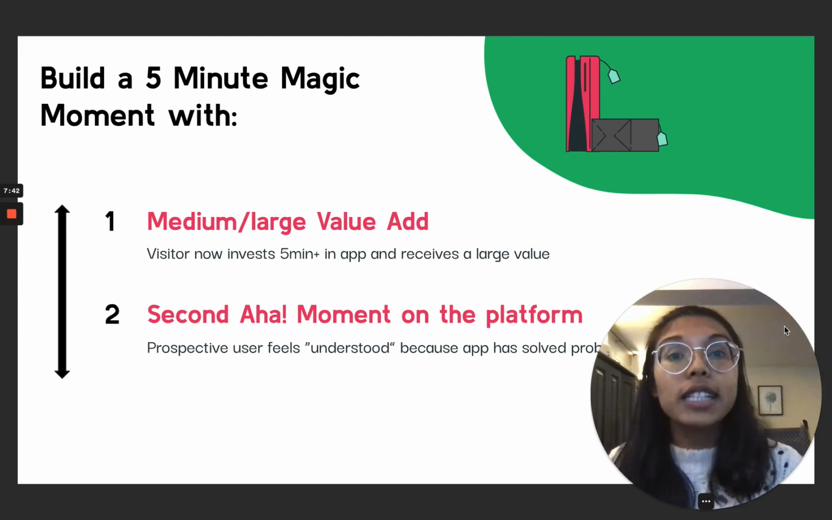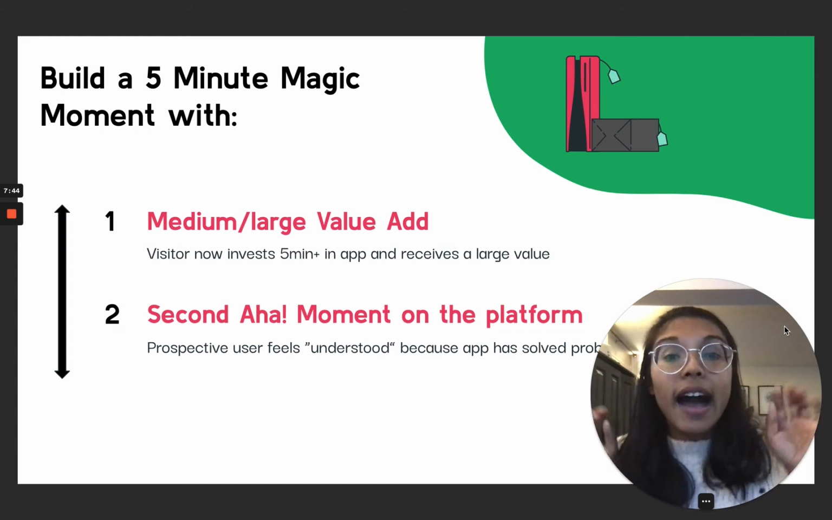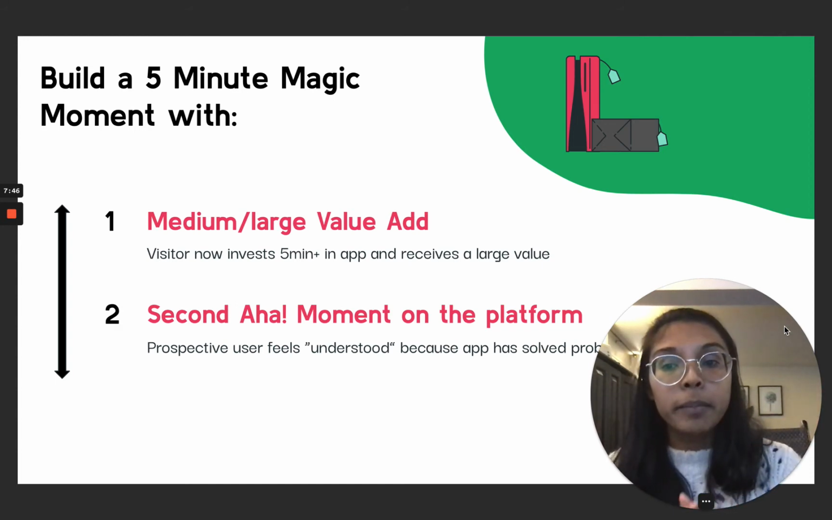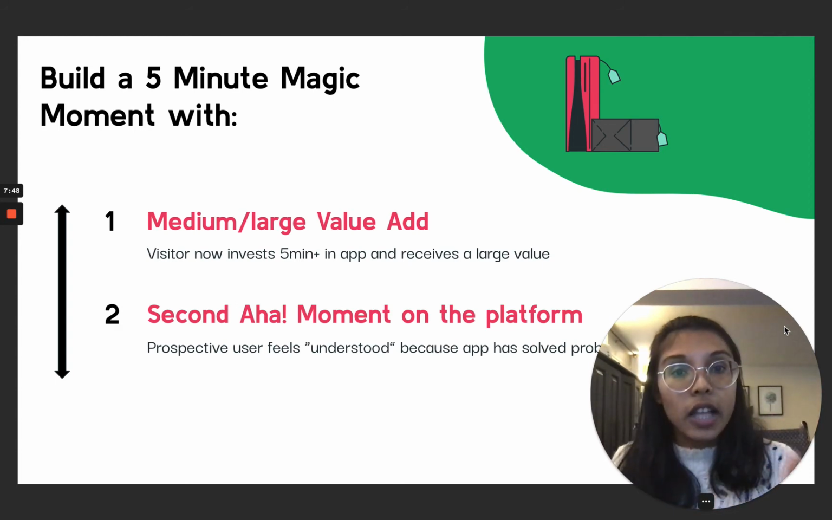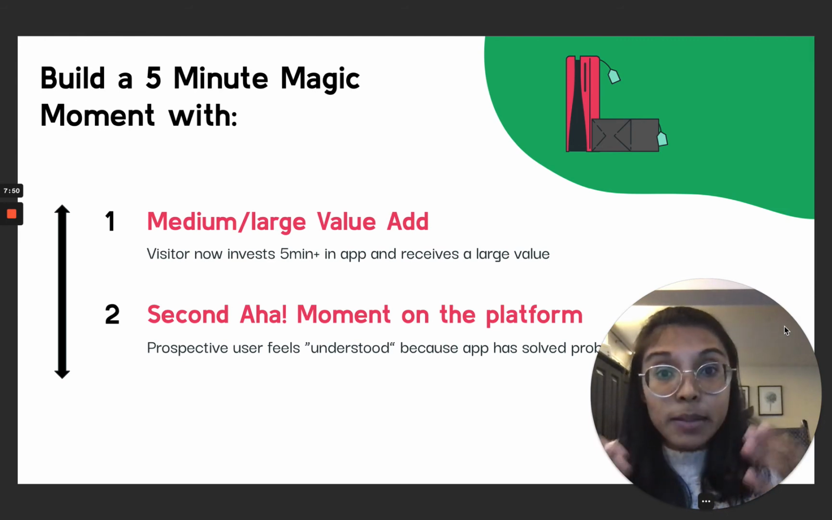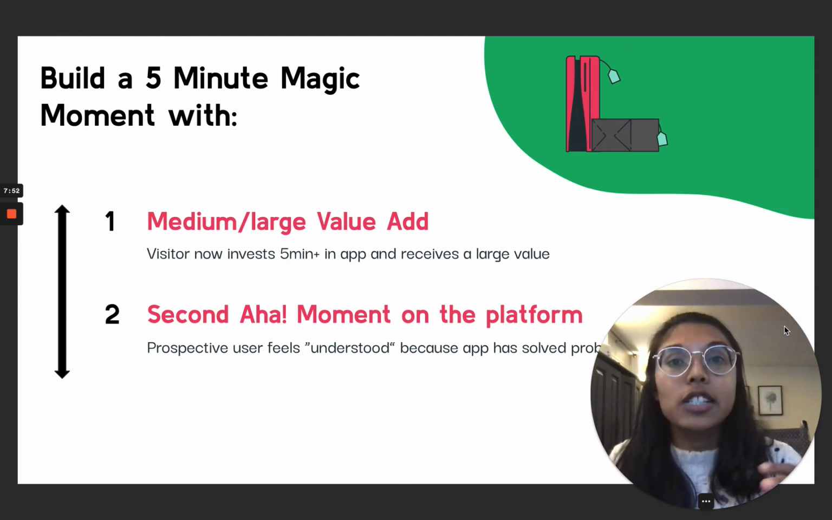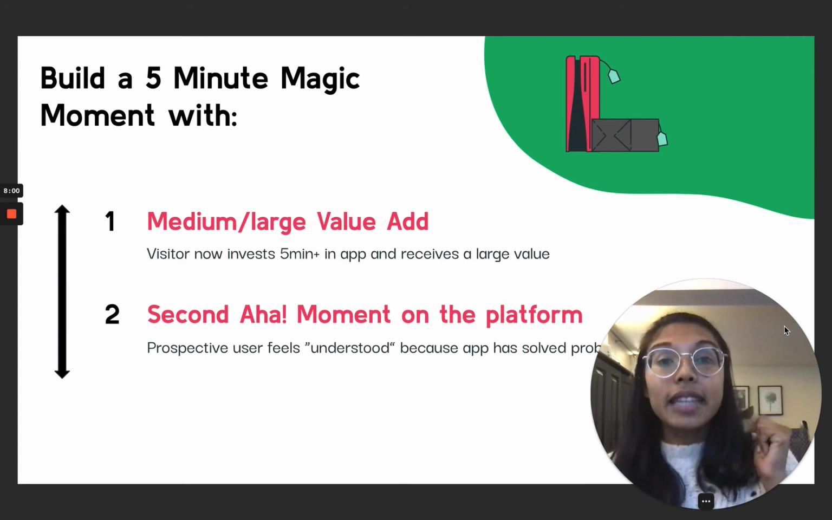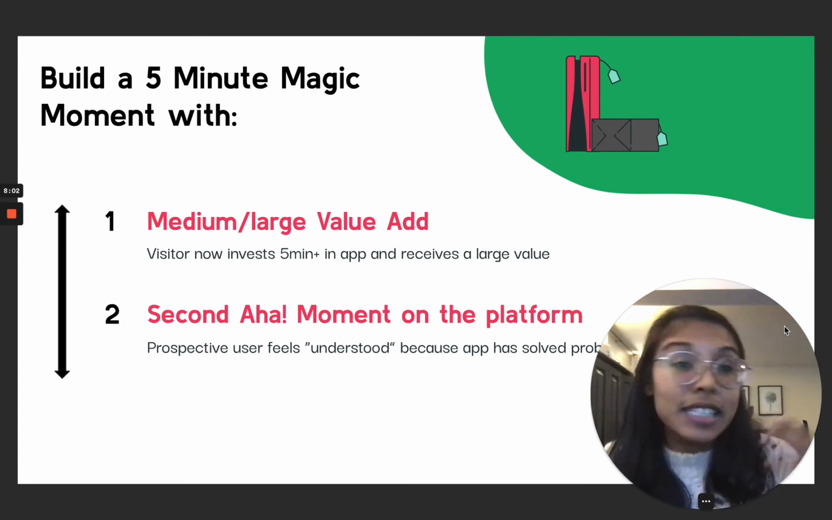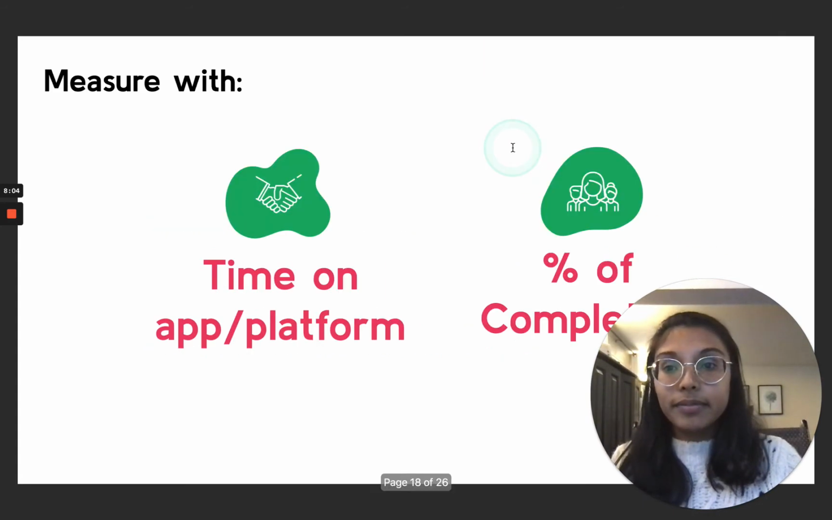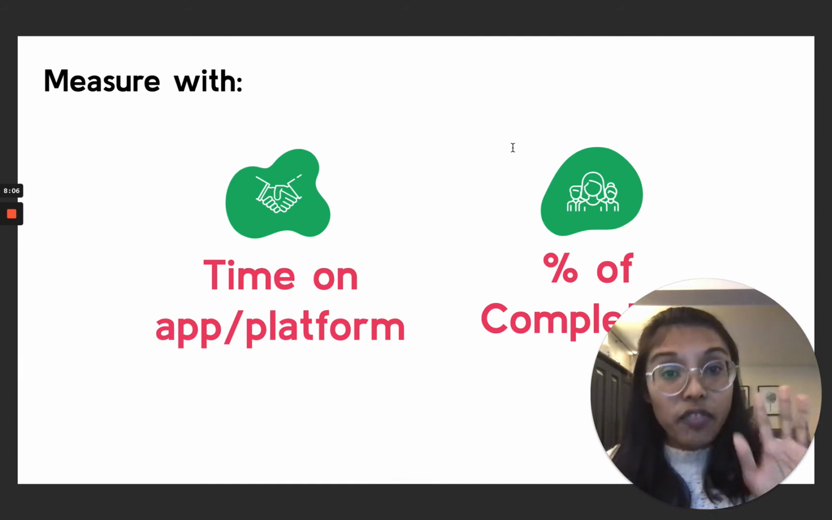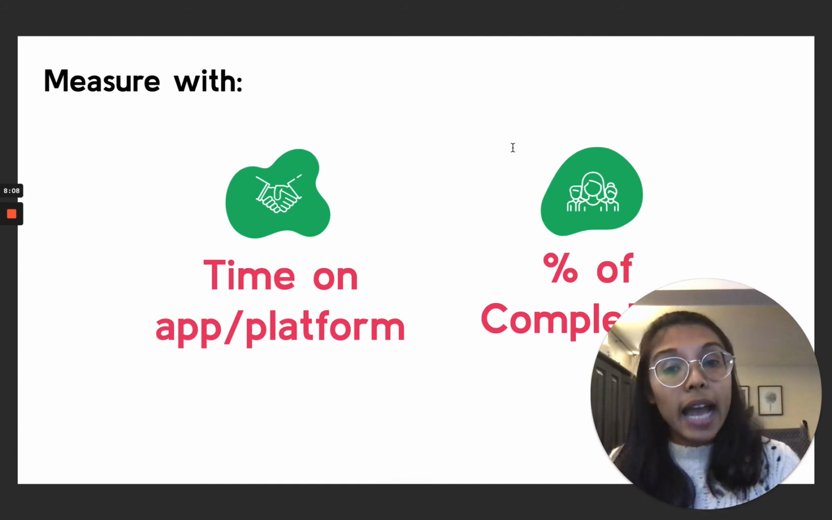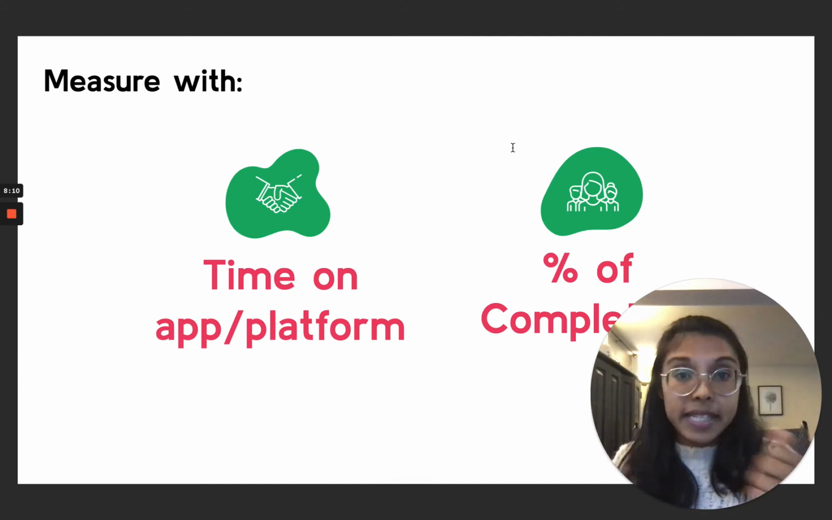So we're looking to have a second aha moment on the platform, and a prospective user is going to feel understood because this digital product is going to solve their problem, and that is going to be transformational, so much so that they remember to keep coming back and that they keep using you and end up purchasing the product. So I measure the 5-minute magic moment with the amount of time spent on the platform and the percentage of completion.